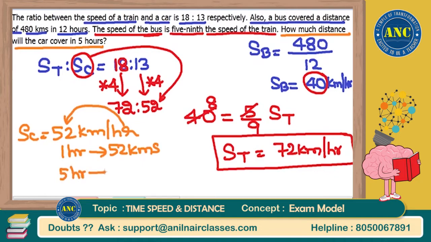In 1 hour it is 52. In 5 hours it is 52 into 5. 50 into 5 is 250. 2 into 5 is 10. The total distance that it will cover in 5 hours is 260 kilometers. Very, very easy way of solving the question.